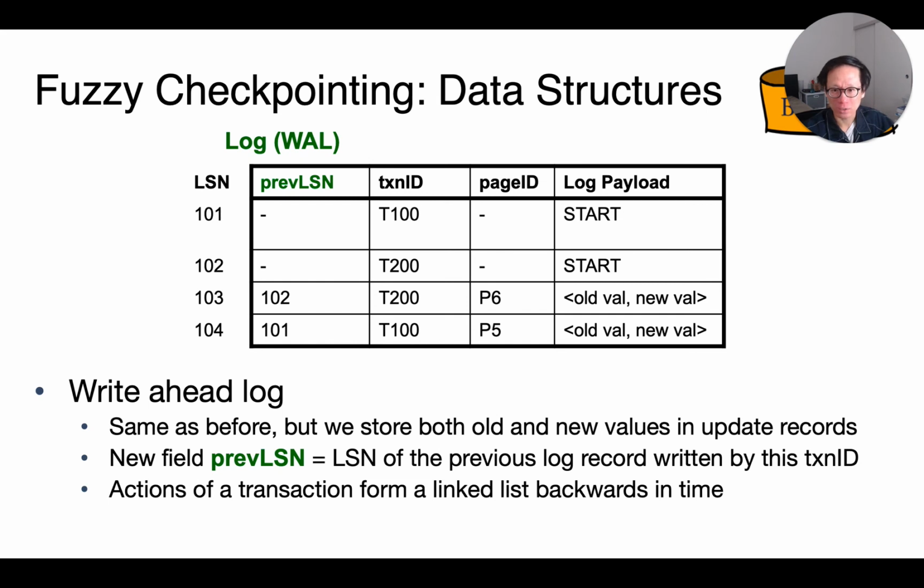The idea here is to use the previous LSN field to quickly jump backwards in the log to the previous action performed by the same transaction. This will come in handy when we need to undo or redo the actions of a particular transaction without reading all the log entries generated by other transactions.